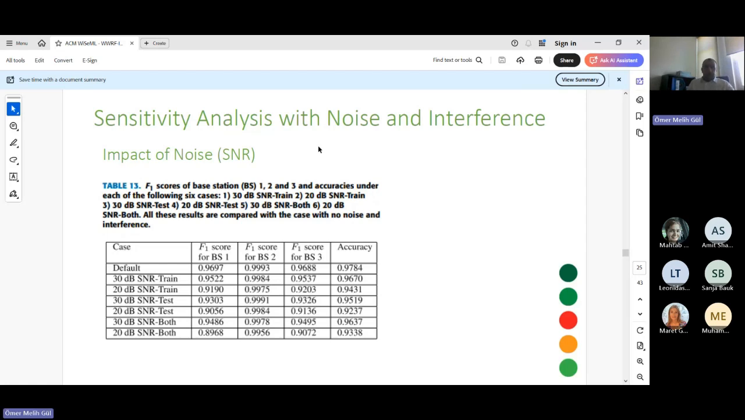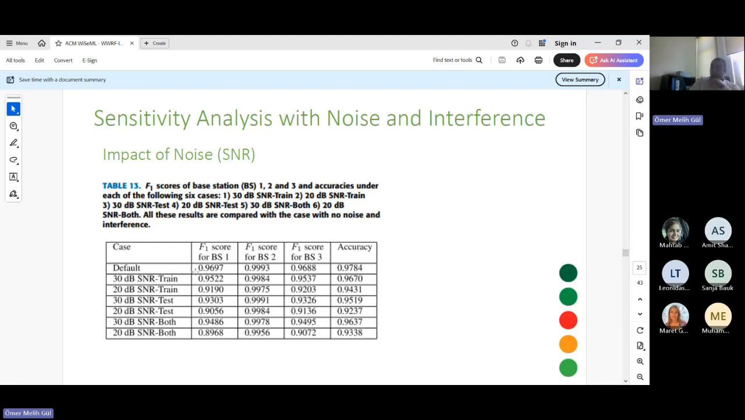So we consider the SNR of 30 dB and 20 dB. In the first case, we add the noise just to the train data. In the second one, we add the noise just to the test data, not the train data. In the third case, we add the noise to both train and test data. We augment both sides. In each case, we consider the F1 score, which is some kind of balance of precision and recall. It also gives some insight beside the accuracy in the machine learning approach.